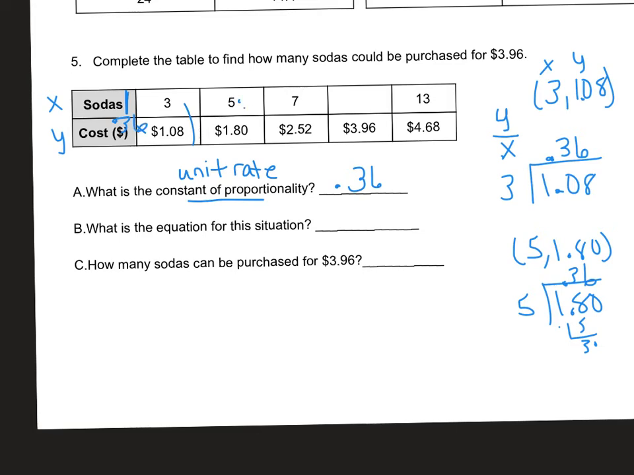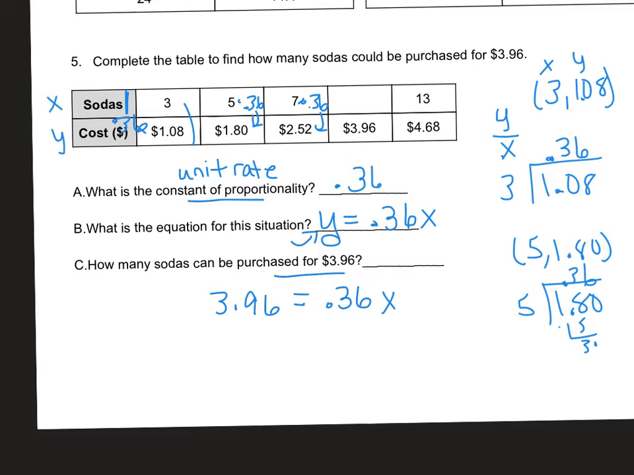So if I take 5 and multiply it by 36 cents, I should get $1.80. If I take 7 and multiply it by 36 cents, I should get $2.52. So the equation here is to get the total cost, I'm going to take my constant of proportionality, 36 cents, and multiply it by every single soda. So now I've been given the total cost, okay? So if I think about this equation, they've given me $3.96. All right, that's how much I paid for a certain amount of sodas.